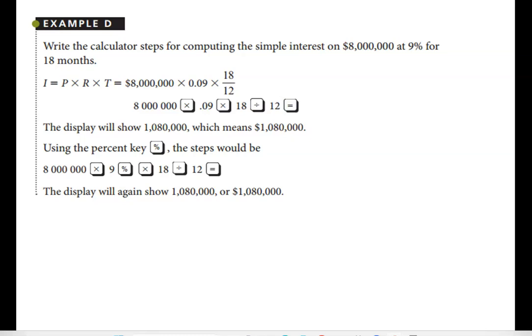And so this next slide just shows the calculator steps for computing simple interest. Okay, and so notice that when you use the percent key, there's one less step that you have to take, and that's you don't have to manually convert that 9% into a decimal. You can use your percent key, as you've learned in the last few weeks in this class, on your calculator.